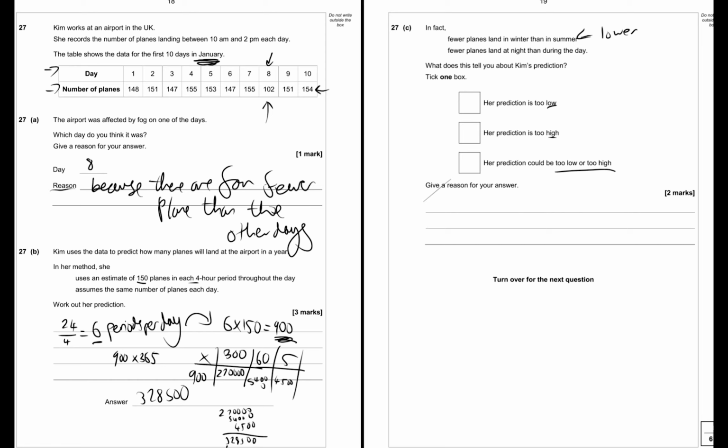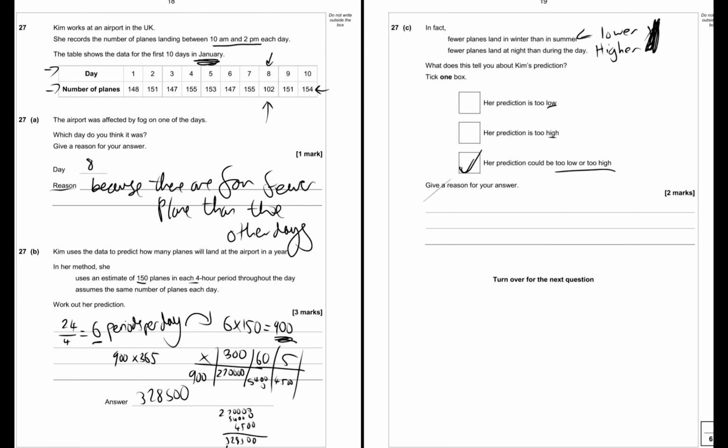And she took her survey between 10 AM and 2 PM, which is during the day, isn't it? So fewer planes land at night than during the day, and she's taken her survey during the day, so this is going to make her data higher. So it could make her overall data higher or lower. So we're going to take this one. Her prediction could be too low or too high.